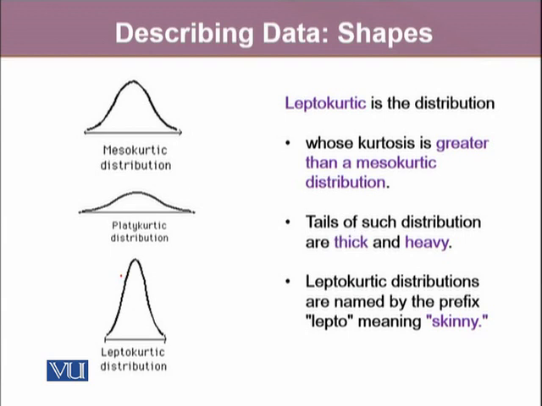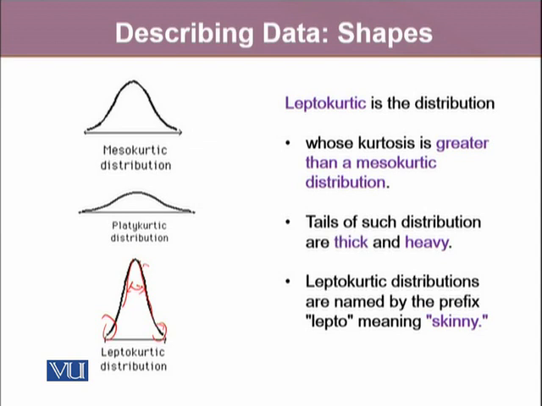The third kind of kurtosis is leptokurtic. Leptokurtic distributions have kurtosis greater than mesokurtic distributions, where the tails of such a distribution are thick and heavy, and this distribution is named by the prefix lepto, meaning skinny, as its tails over here are very close to each other. That's why they are leptokurtic distributions.